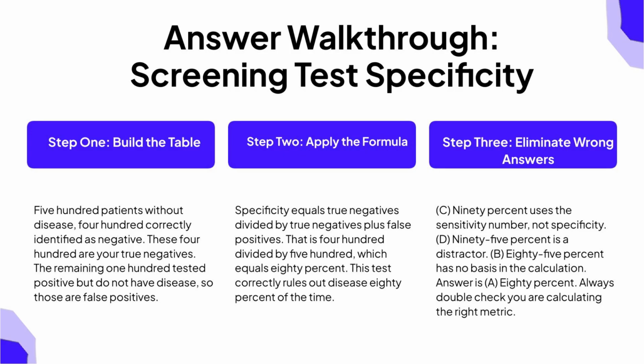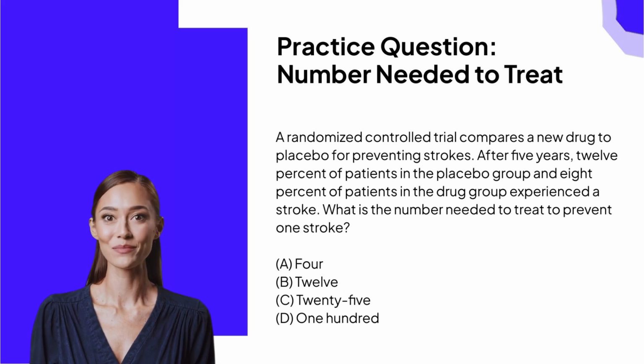The biggest mistake students make is calculating the wrong metric. Always reread what the question is actually asking for. Here is our second practice question.